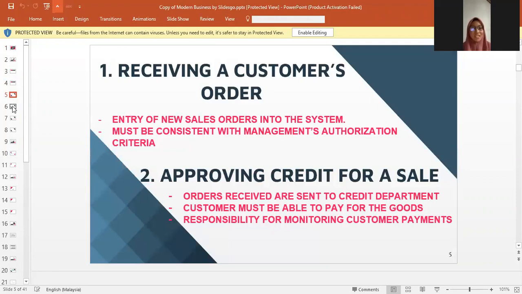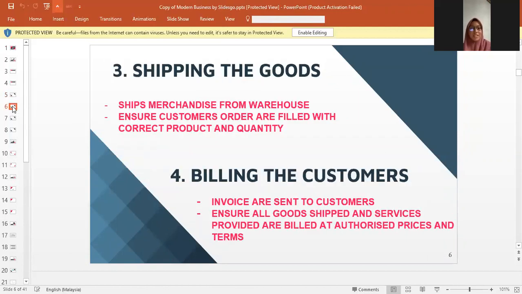First, receiving a customer's order. Company accept customers' orders for goods and services into the system with the management's authorization. And then second, approving credit for a sale means that orders received are sent to credit department and customer must be able to pay for the goods. Then third, shipping the goods. The goods are being shipped from the warehouse.